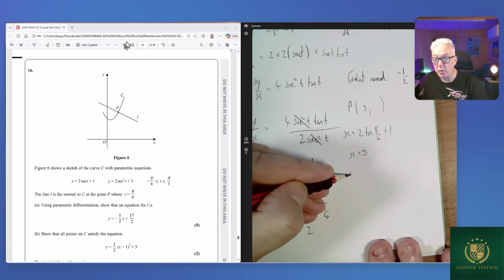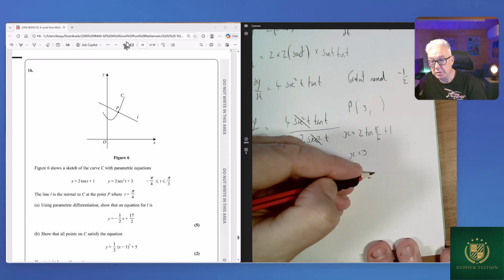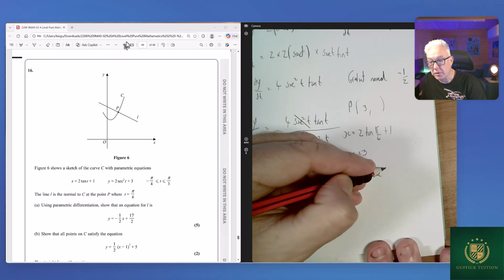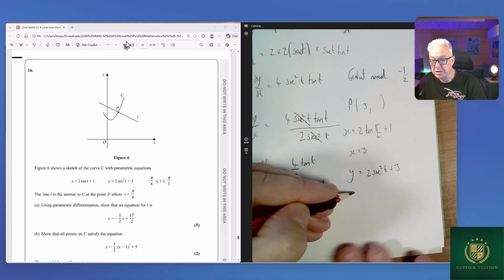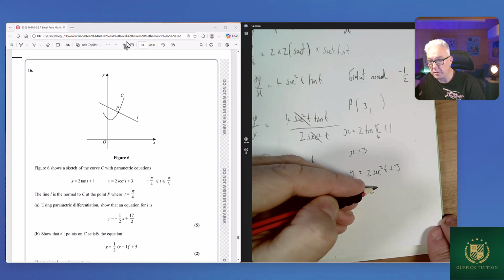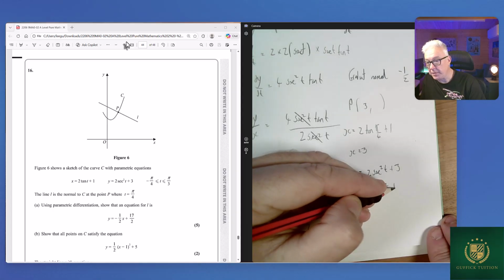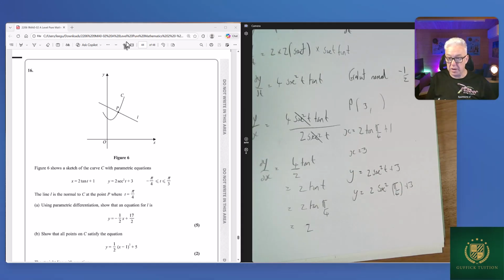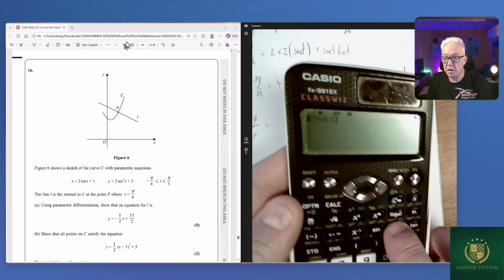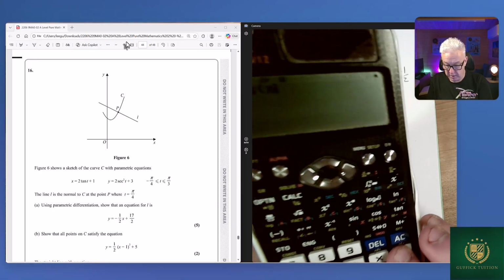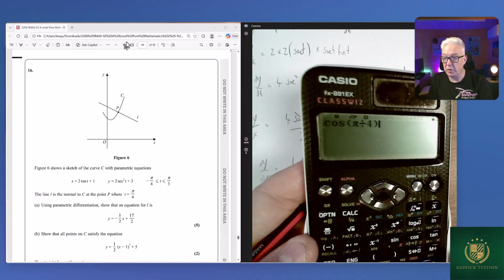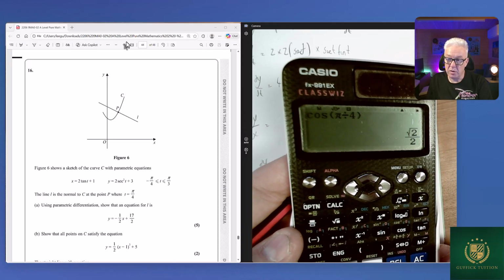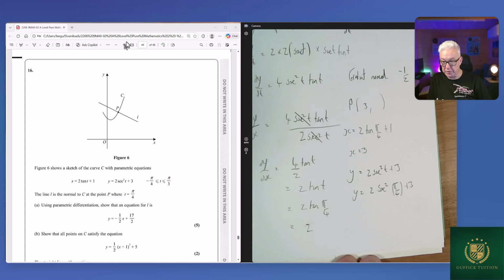Let's do the same now with the y. y is equal to 2 sec squared t add 3. So y is going to equal 2 times sec squared pi over 4 add 3. Now what is sec? Sec is 1 over cos. So let's work out what cos of pi over 4 is. So cos of pi over 4 is root 2 over 2, or 1 over root 2.